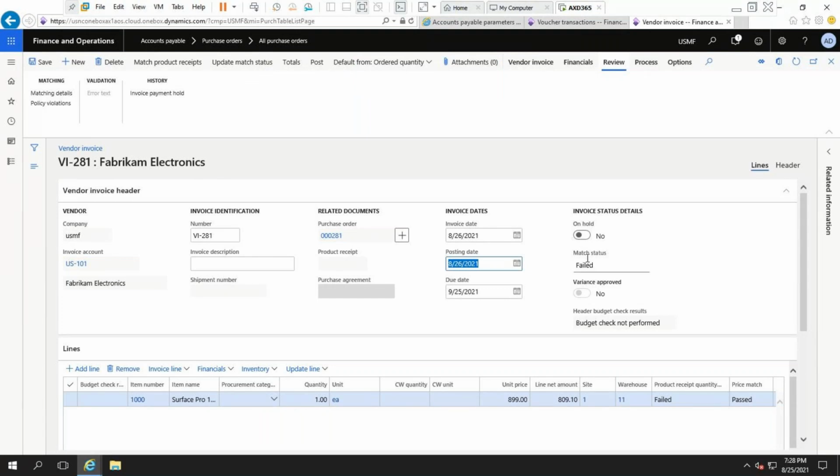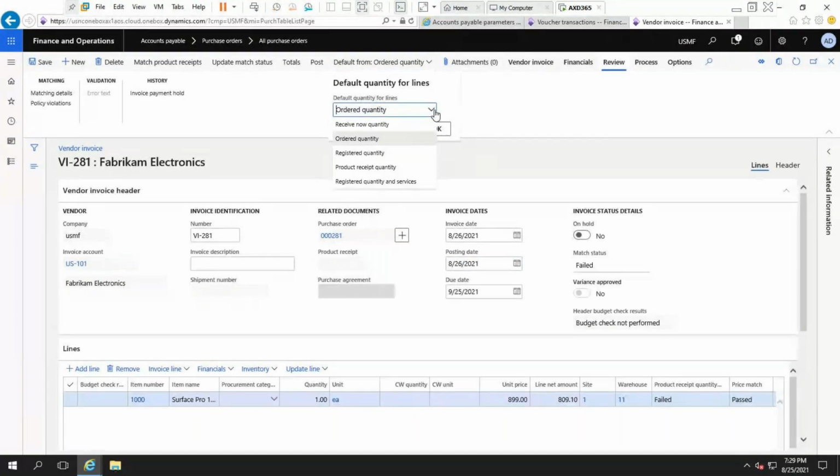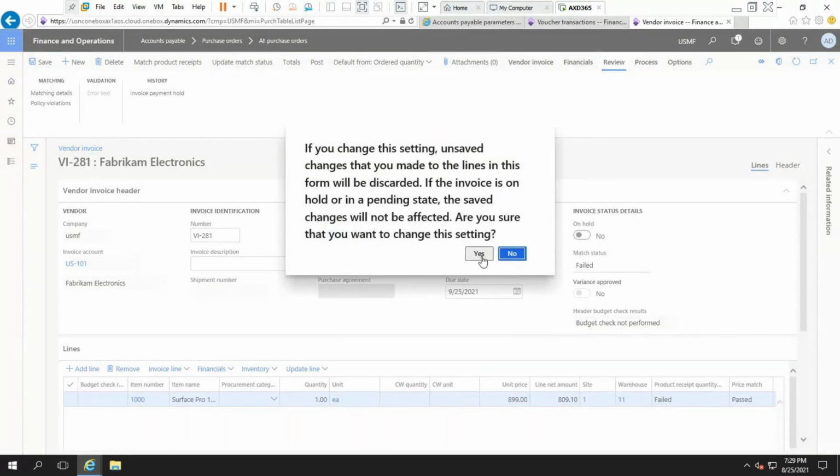It failed. Why? One second. Here we have selected order quantity. We need to select product receipt quantity. Then it will succeed. This is the three-way matching function. You will understand that later. I need to select product receipt quantity. Then once again it will show not performed. Click on OK.